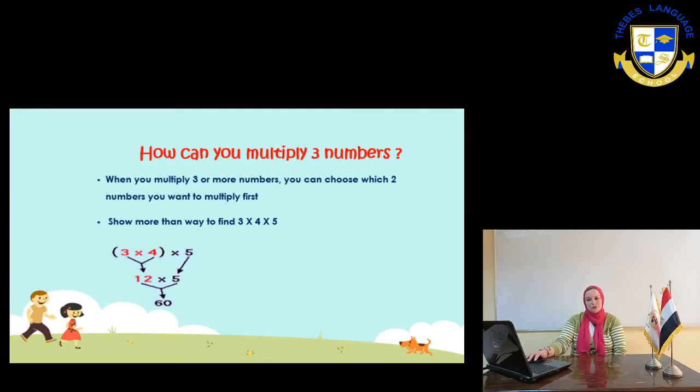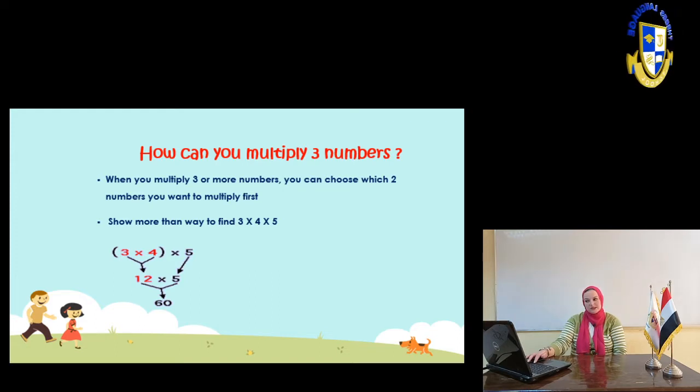Okay, here in our first page, how can you multiply three numbers? When you multiply three or more numbers, you can choose which two numbers you want to multiply first. Show more than one way to find 3 times 4 times 5. First, we can take 3 times 4 together between brackets, so the answer will be 12. After that, take the answer and make it times the third number. It will be 12 times 5.